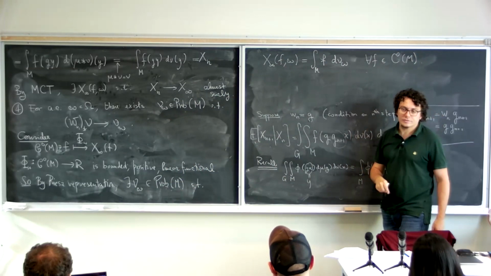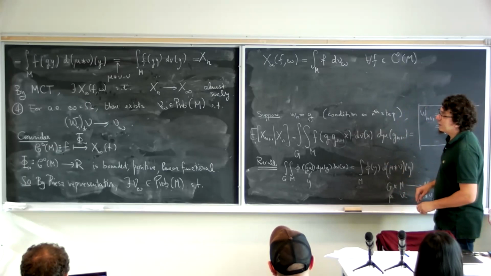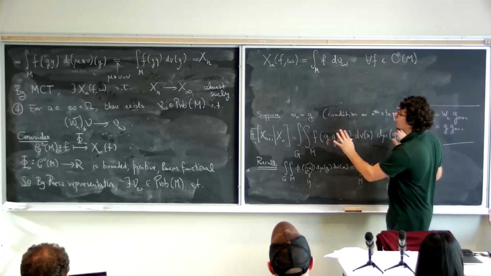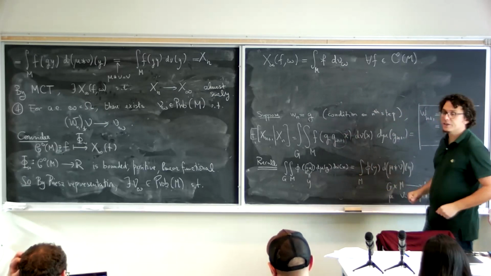So yeah, I really like this trick. Maybe you don't, because it's not geometric, but it just shows the power of martingales. So at least abstractly, we know that there is some limiting measure for almost every sample path, if you're pushing forward by the dynamics, right?